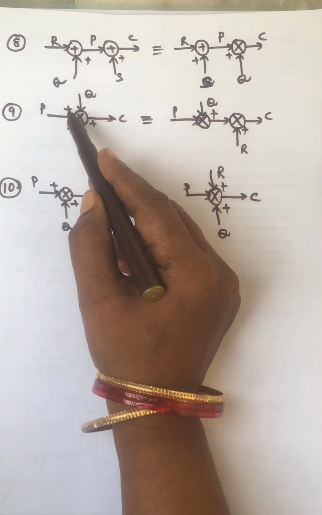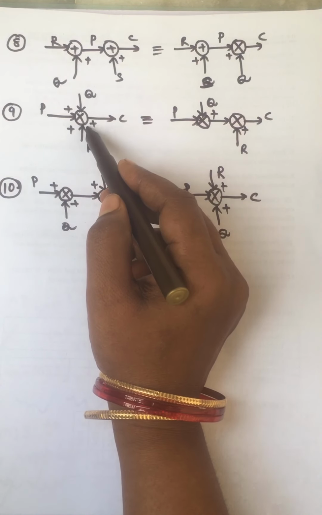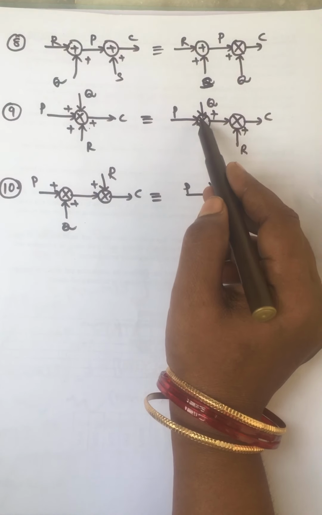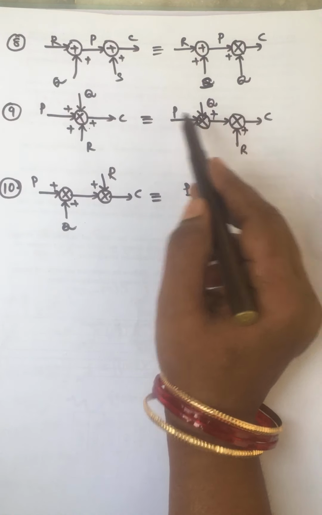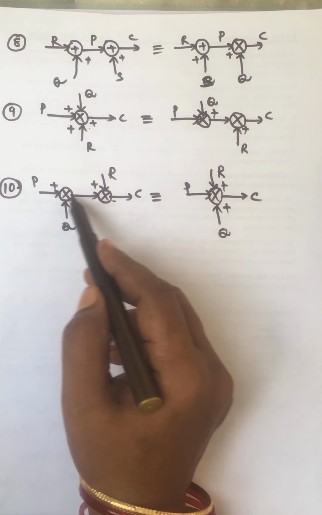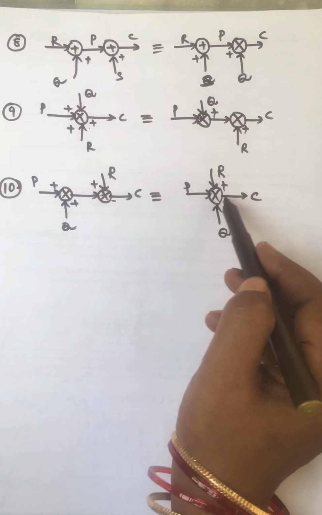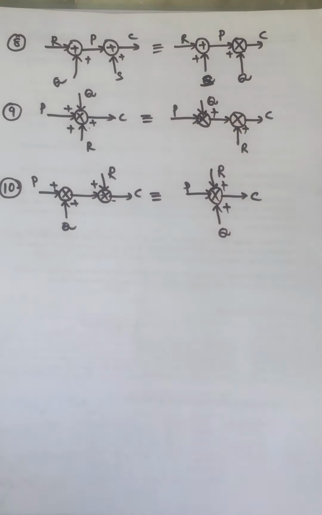Now for example, we have a mixer with 4 signals. For simplification purposes, we can divide this into 2 mixers, where each mixer has only 2 signals. Like this we can divide this mixer. Similarly, for example, if we have 2 mixers separately, we can combine them together and write only one mixer. So these are the 10 rules for reduction of block diagram. Thank you.